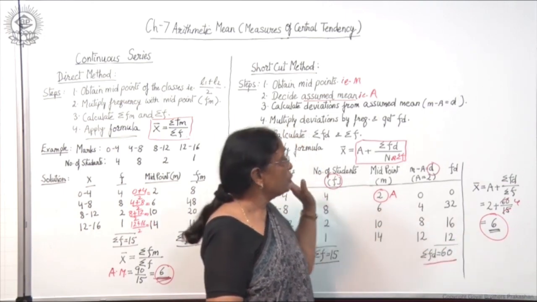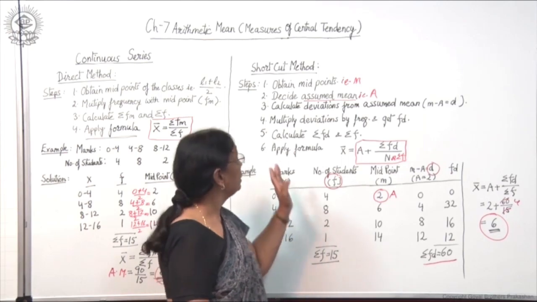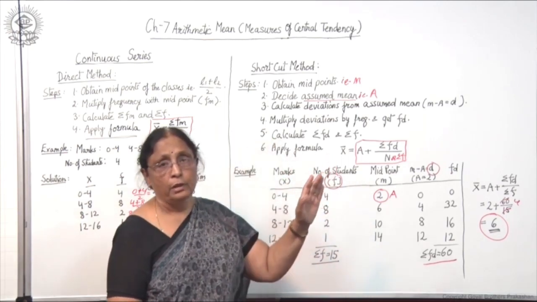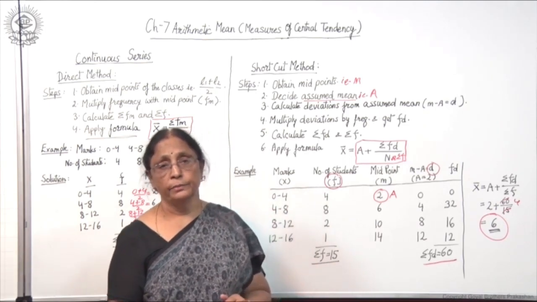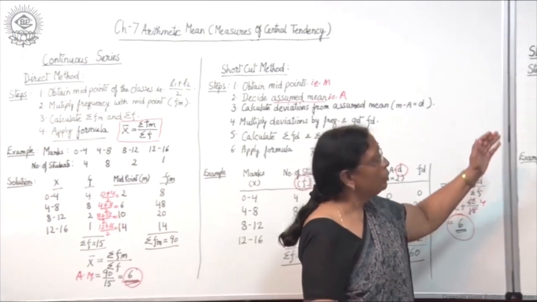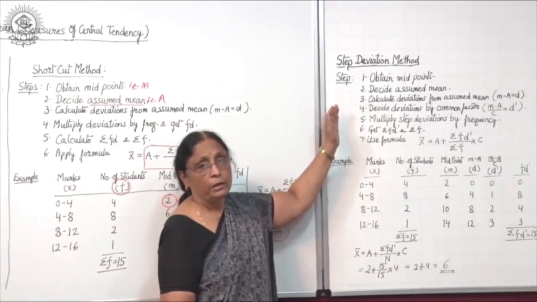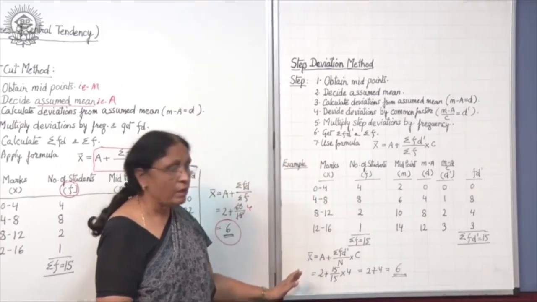Okay, so these two methods we have done, the direct method and the shortcut method. Now the third method, you know what is the next one? That is the step deviation method, right? Now we will move to the third one and we will see what the method is and whether we will get the same answer or not.